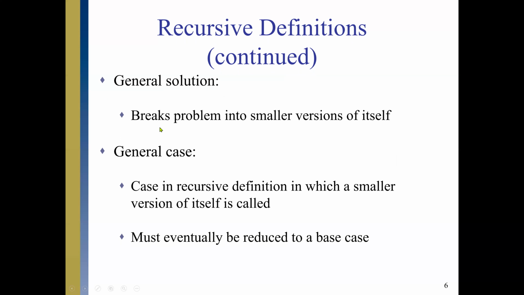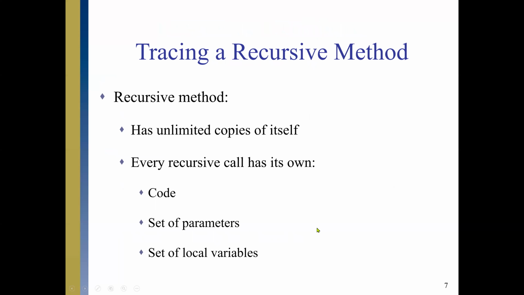General solution, here we say we break problem into smaller version of itself. When we are solving problem in general, we can break a problem into smaller version of itself. Then the general case, in case in recursive definition in which a smaller version of itself is called, and it must eventually be reduced to the base case. When it reduced to the base case, again, that's when everything stops. The function cannot call itself no more.